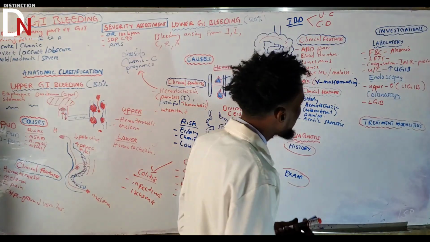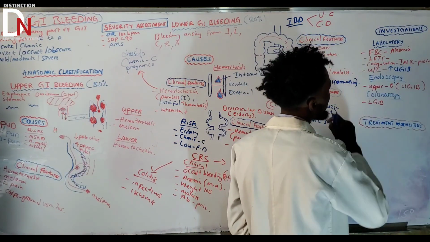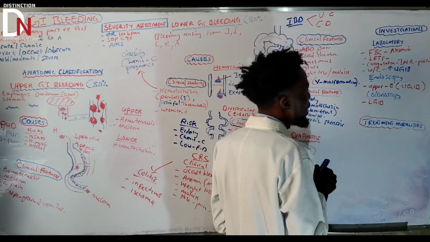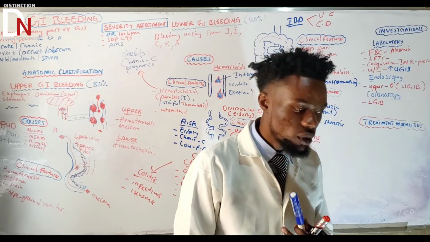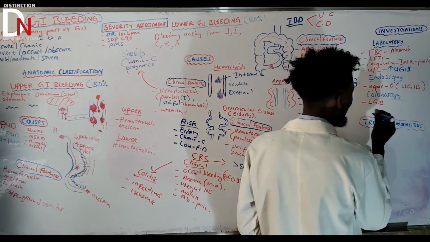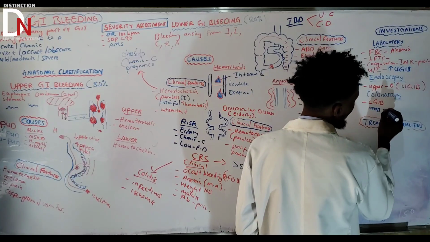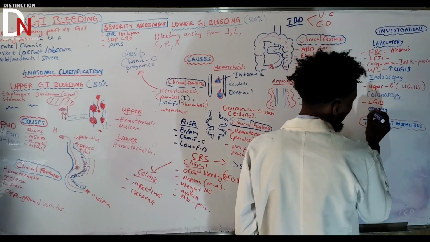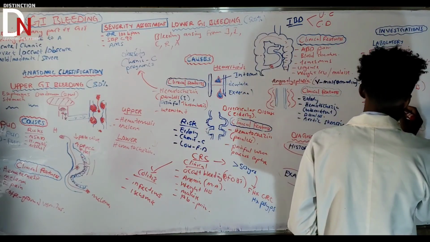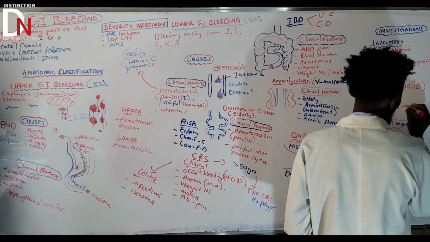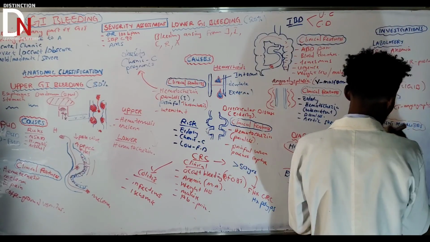Okay. Then the other important investigations that you can do, apart from endoscopy, these laboratory tests and also colonoscopy, you can also do imaging. Okay, the one that I wrote here. So imaging like what? Let's put imaging here. You can do CT angiography.